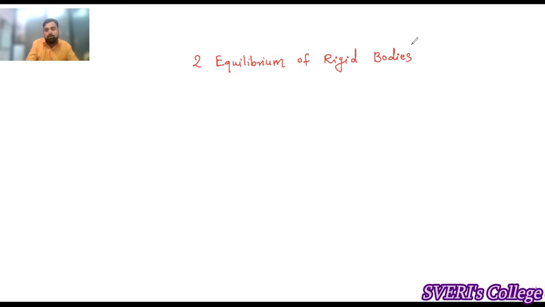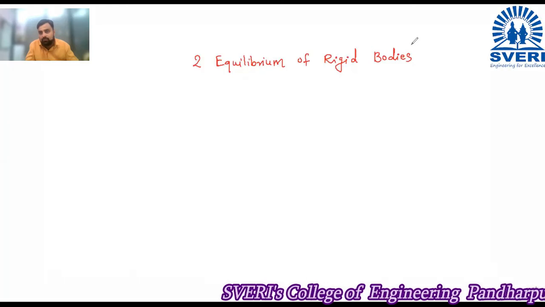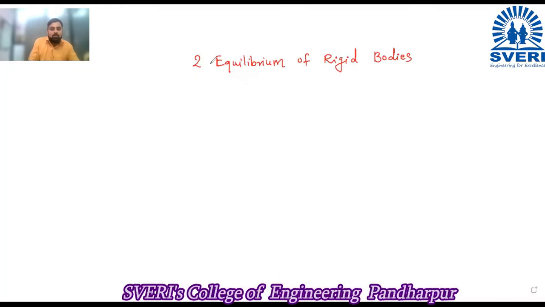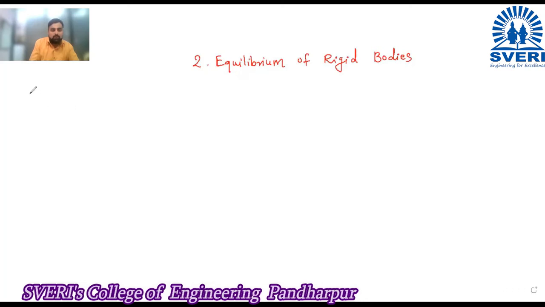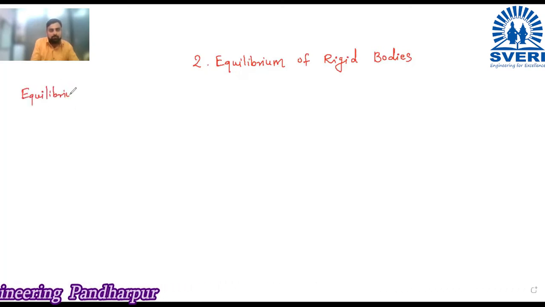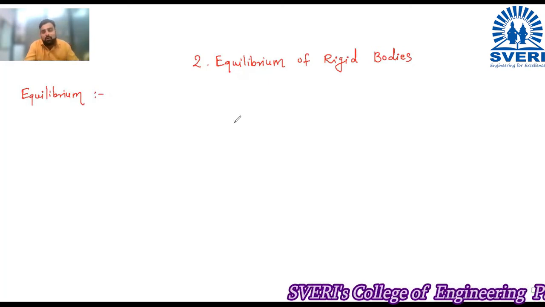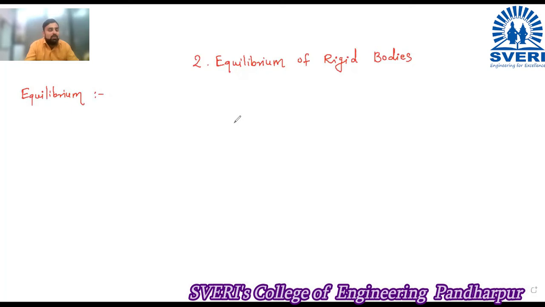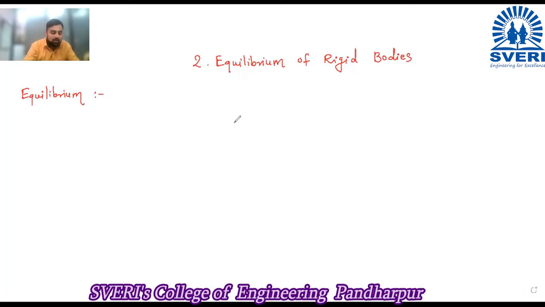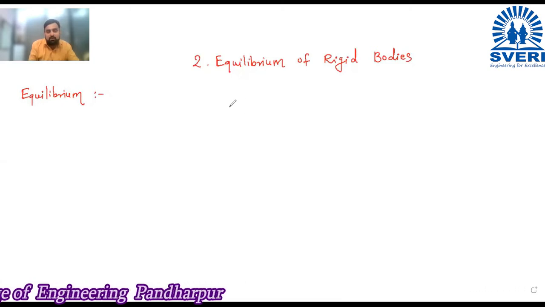Okay. Equilibrium of rigid bodies. So now in this unit, first of all we are going to see what is the meaning of equilibrium. Now up till now we have seen that when a number of forces are acting on a body, we can calculate the resultant of those forces. We can easily calculate the resultant. How do we calculate the resultant of a number of forces?